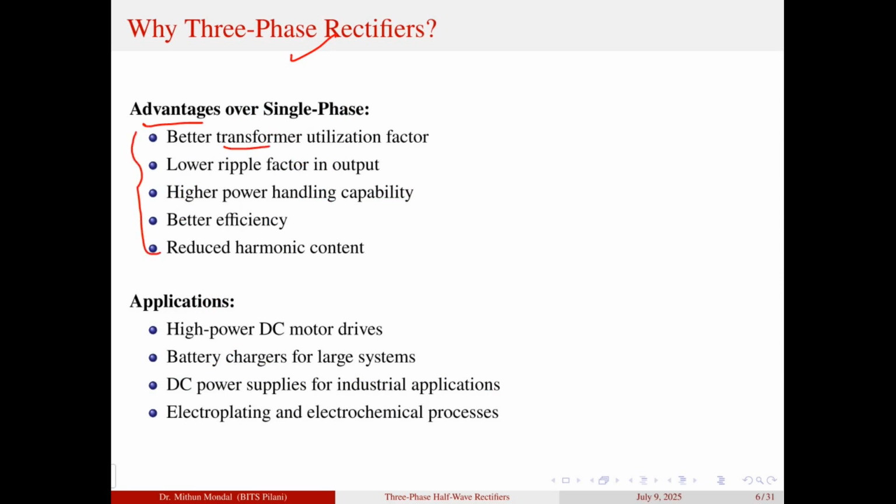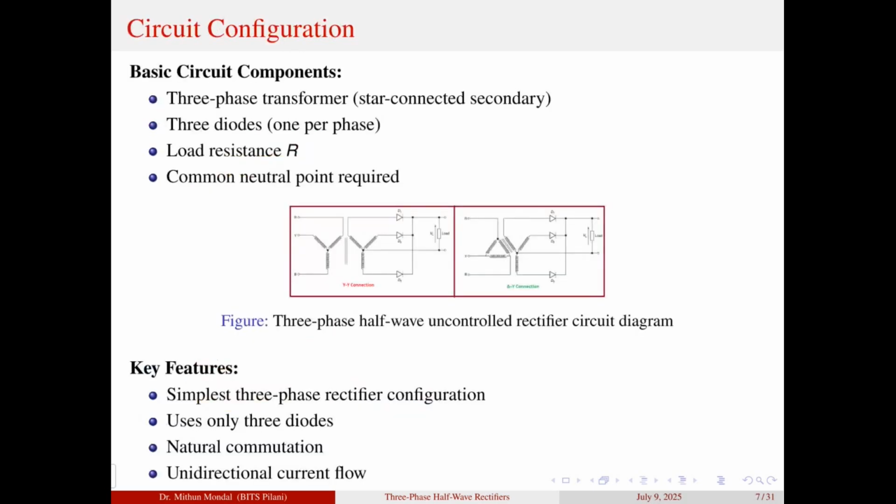That is, the better transformer utilization factor will be there. Ripple factor will be lower in the output. Higher power handling capacity will be there. Better efficiency we will get, and the harmonic content will be reduced. And hence we can do the applications as high power DC motor drives, which are the industrial applications, battery charger for larger system, DC power supplies for industrial application, electroplating and electrochemical process are the ones where we will be using the three phase rectifiers.